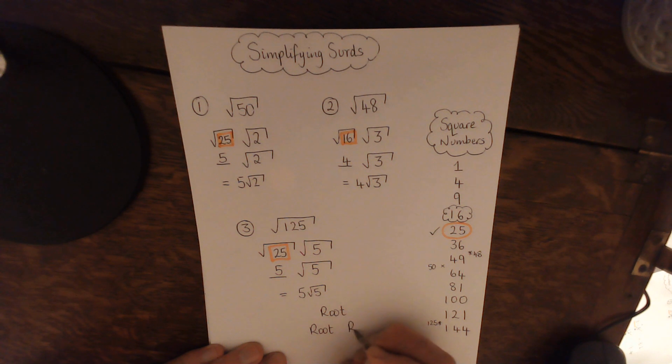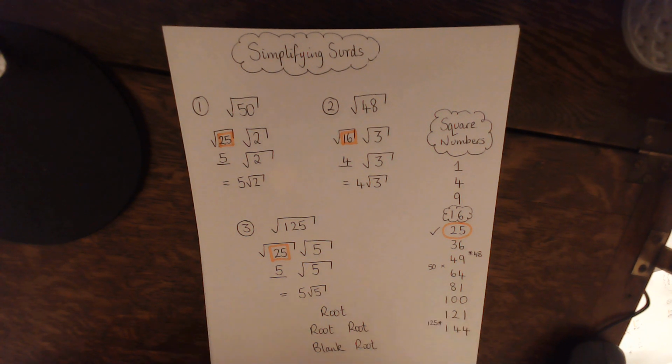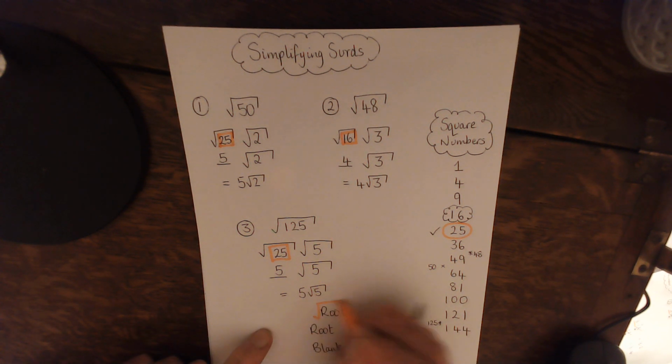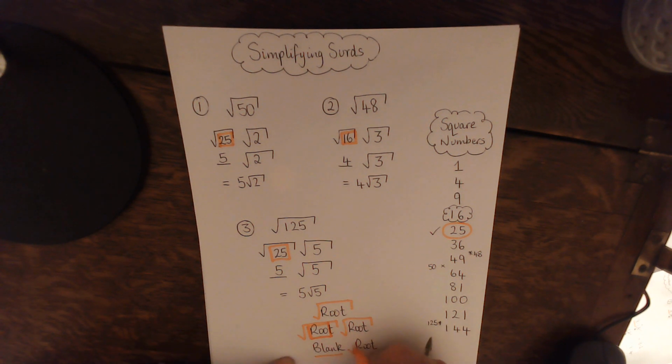Root, root, root blank root. And then pop in my square root, but remember, this is the square box. Another root. That's my blank, and there's my other root there.